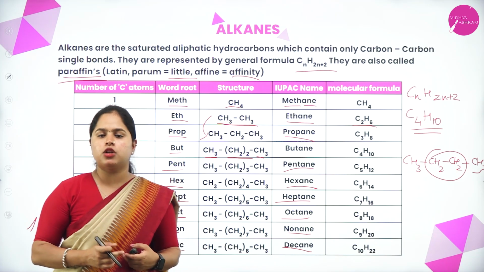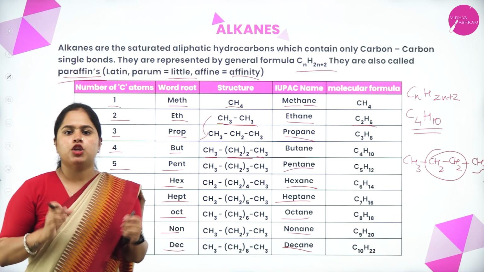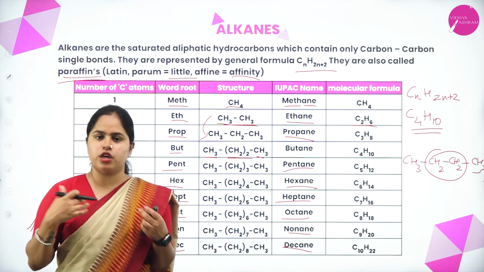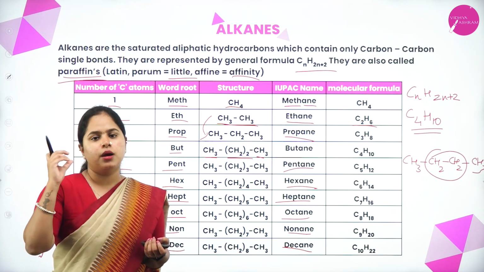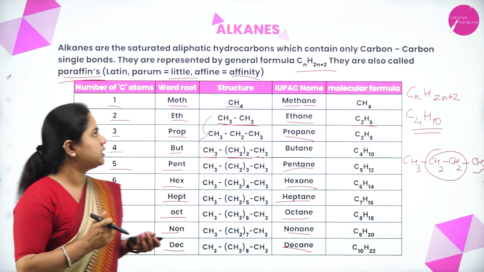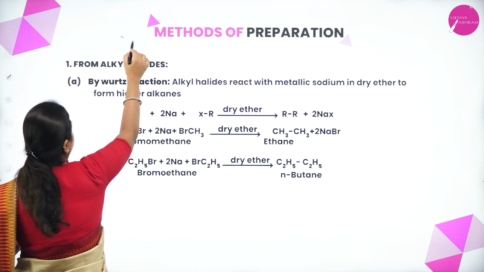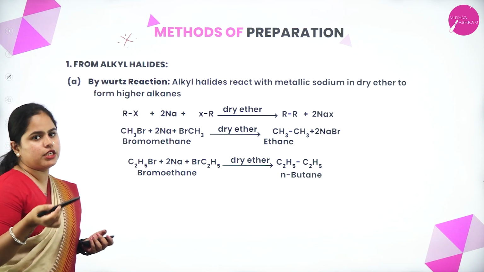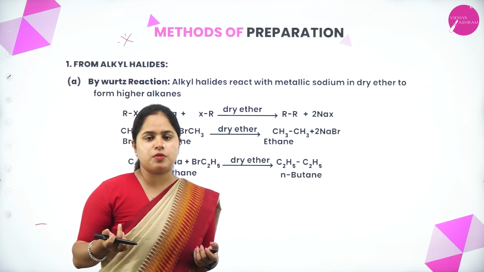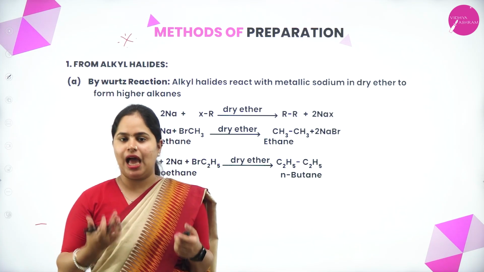So I guess the IUPAC nomenclature is simple here. You just have to use the root word corresponding to the number of carbon atoms and suffix it with ane. Right. Now let's study the important part, which is the method of preparation of alkanes. There are various methods with which we can prepare alkanes.